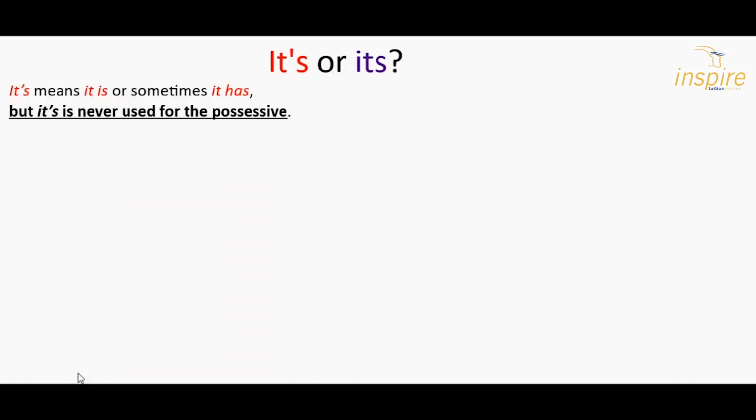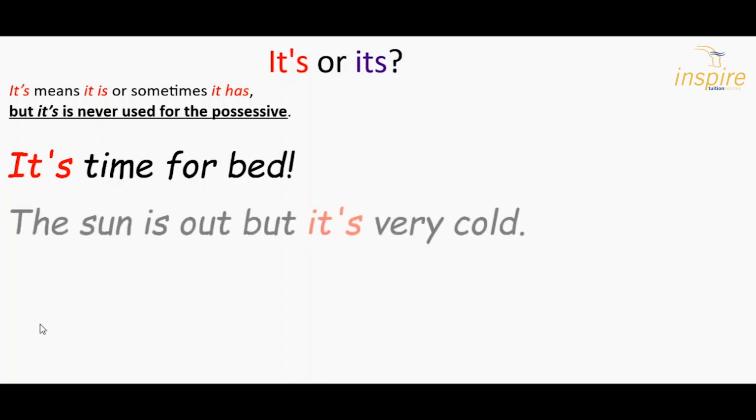Now we come to its, which is slightly trickier. It's with an apostrophe means it is or it has. But it with an apostrophe is never used for the possessive, even if something belongs to that it. Let me show you. It's time for bed. It is time for bed needs an apostrophe. The sun is out, but it's very cold. It is very cold. It's short for it is. So it needs an apostrophe.